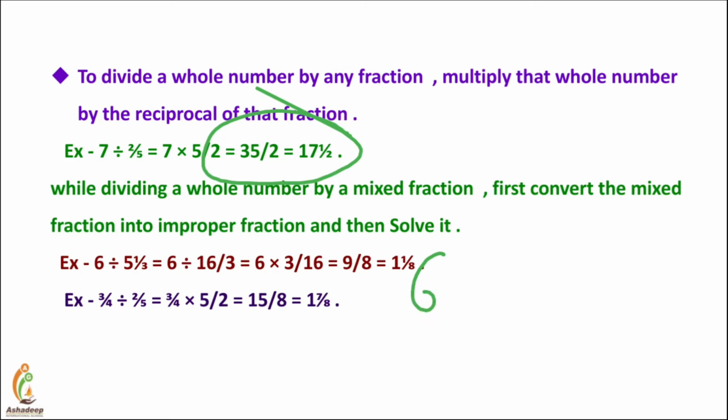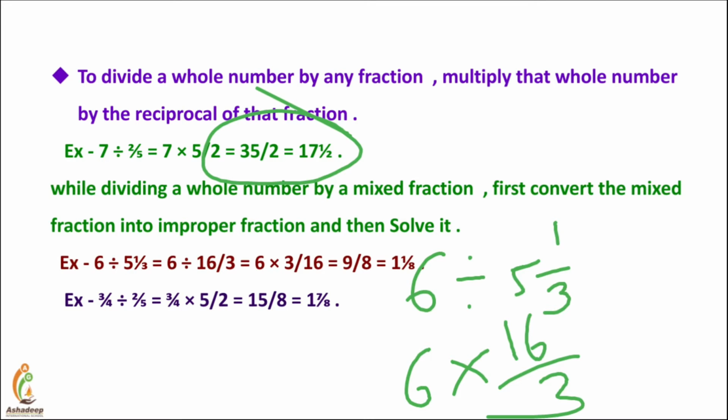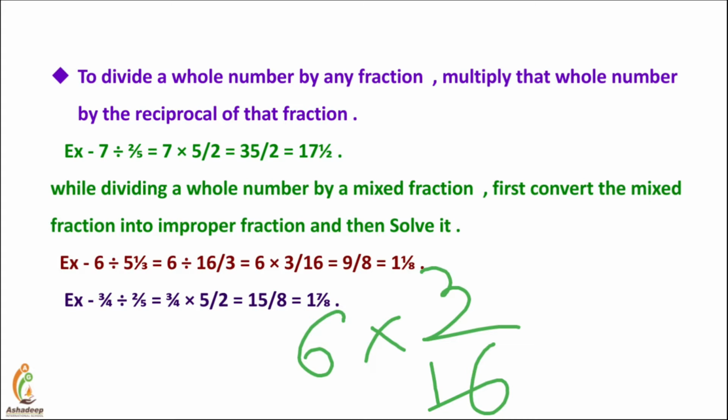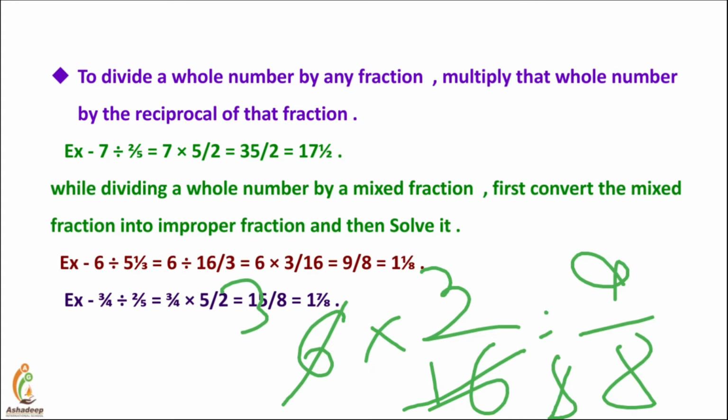ओके, सो 6 डिवाइडेड बाय 5 1 upon 3. Got it? So it becomes 6 into 16 upon 3. Now, here divide. Now 6 into 3 upon 16. Got it? Now 2 3s are 6 and 2 8s are 16. So 9 upon 8. Here 9 upon 8 is already in simplest form.